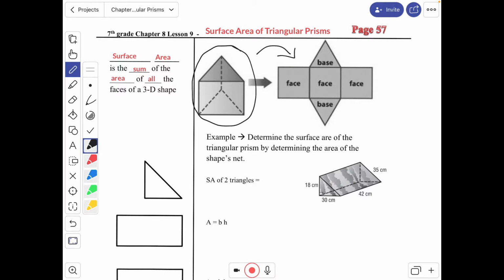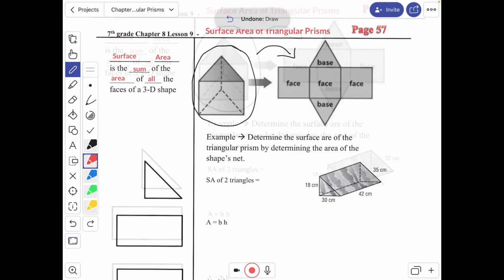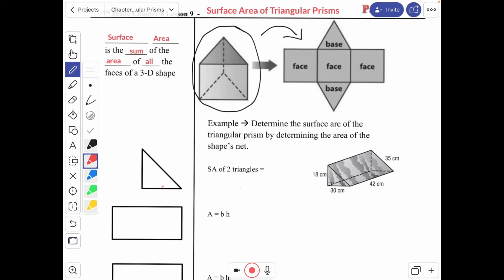And we use nets. A triangular prism has 3 rectangles, and sometimes they're the same and sometimes they're all different. And it has 2 triangular bases, and those will be exactly the same measurements. Our example says determine the surface area of the triangular prism by determining the area of the shape's net.